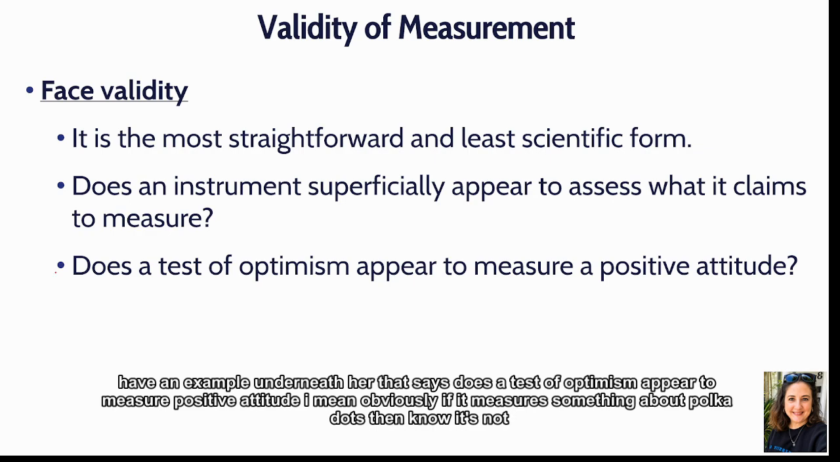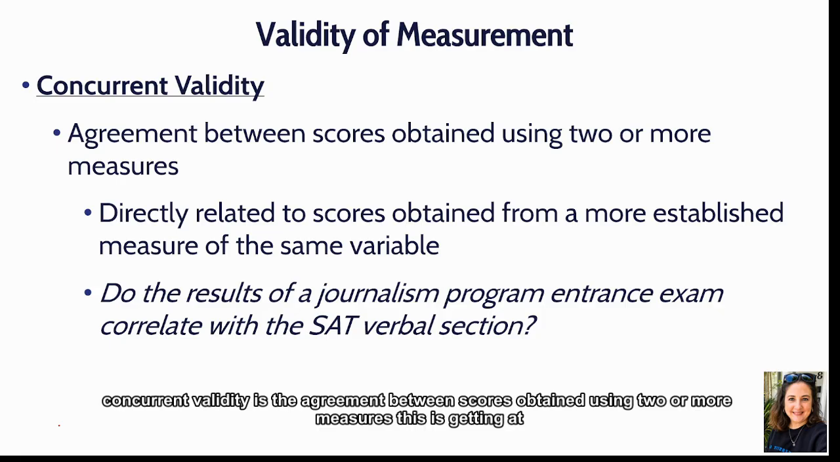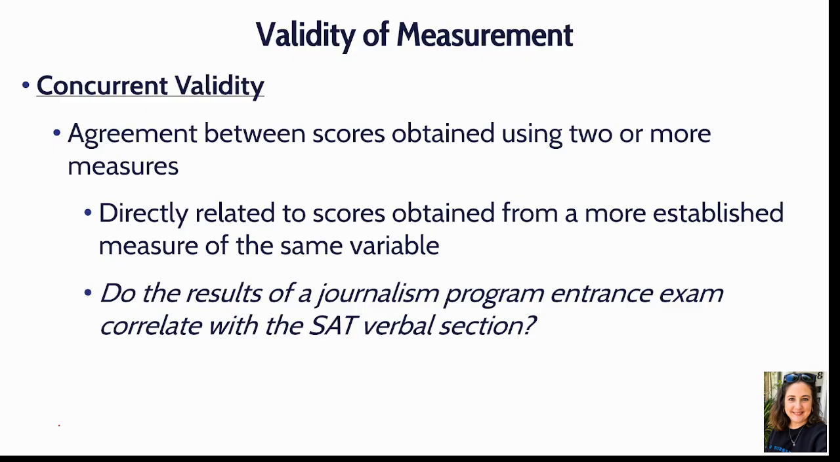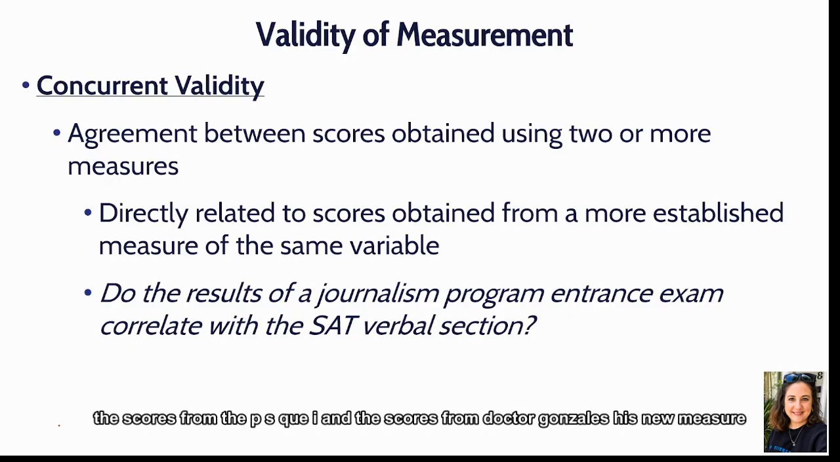We have an example underneath here that says, does a test of optimism appear to measure a positive attitude? I mean, obviously, if it measures something about polka dots, then no, it's not. Concurrent validity is the agreement between scores obtained using 2 or more measures. This is getting a bit more scientific in nature. So think about the PSQI that I was telling you about earlier and Dr. Gonzalez's new and improved sleep quality measure. So do the scores from the PSQI and the scores from Dr. Gonzalez's new measure both agree when it comes to the aspects of sleep quality?